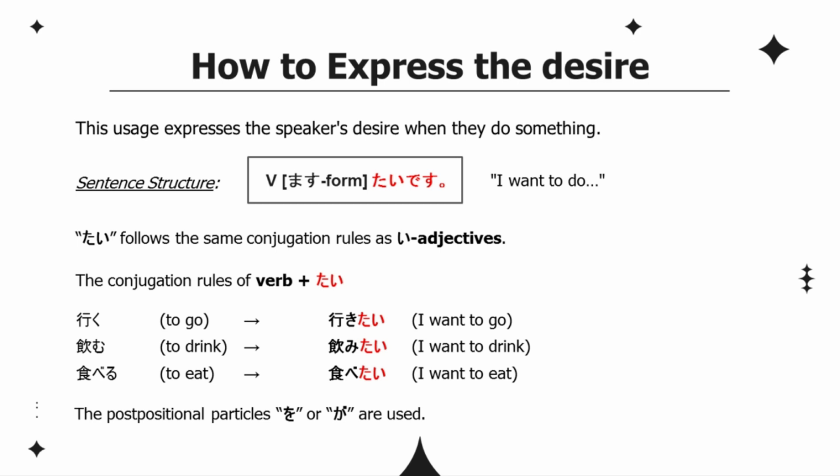6. How to express the desire. This usage expresses the speaker's desire when they do something. Formation: the polite form uses desu. The simple form sentence pattern is V masu form tai. V masu form tai desu. I want to do. Tai follows the same conjugation as i adjectives.